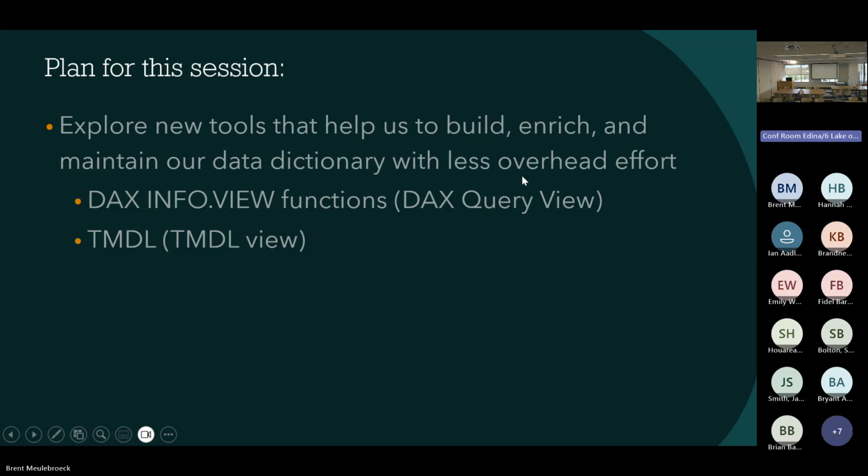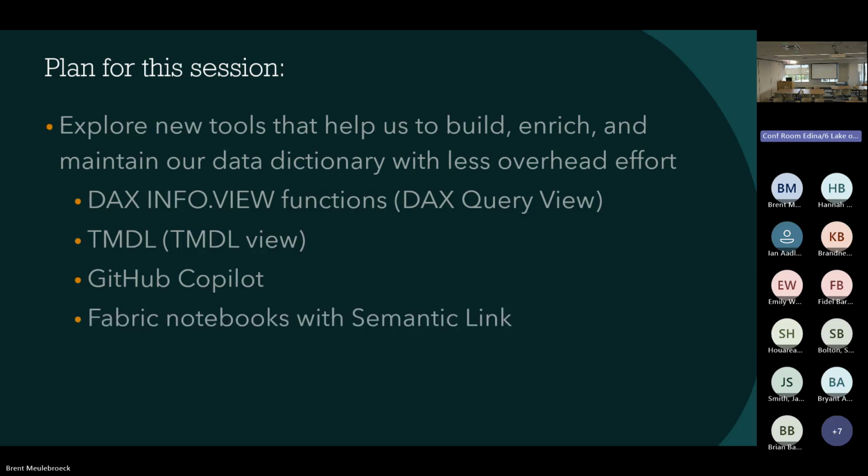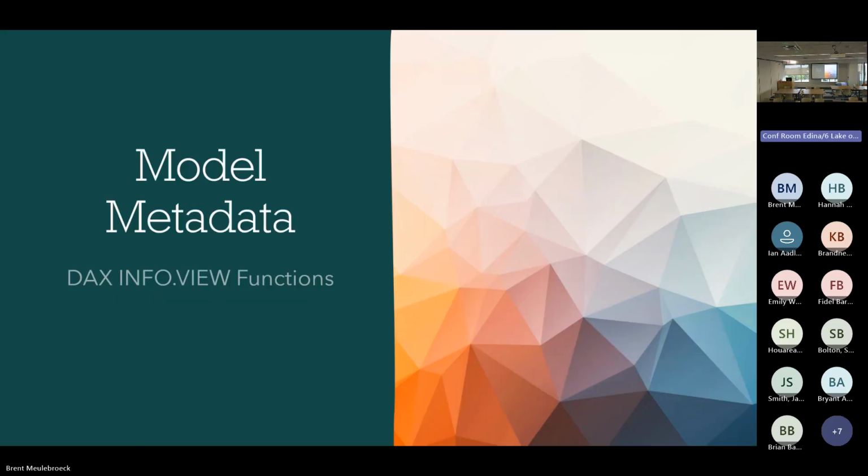We're going to take a look at TMDL view again. So we dug into that last month, and we're going to spend a little more time with it this month. GitHub Copilot: looking at how you can automate some of these tasks, how you can offload some of that mental load and have GitHub help you out. And then finally, we're going to look at Fabric Notebooks and Semantic Link and how that can help you inside of your Power BI tenant.